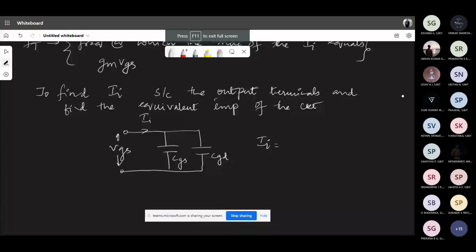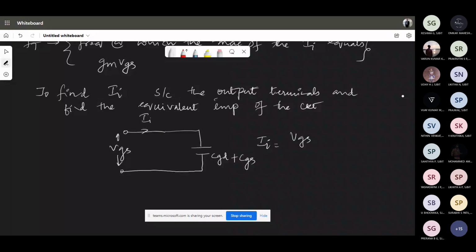So what will be Ii now? Two capacitors placed in parallel is as good as combining them together, so the total capacitance can be written as CGS plus CGD. Let me write it as one single capacitor, which is CGD plus CGS. The current is V by R, so V is VGS divided by R, which is XC offered by this. XC is 1 by 2 pi fC.